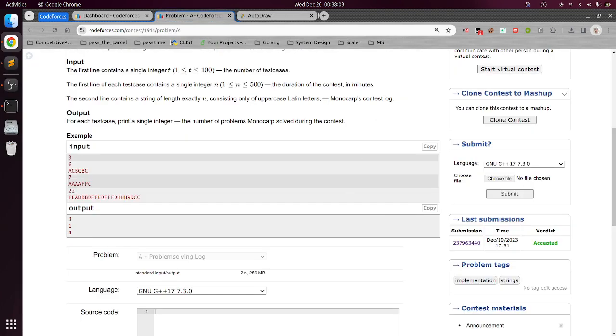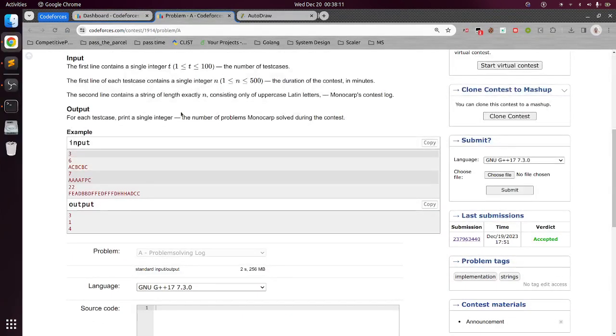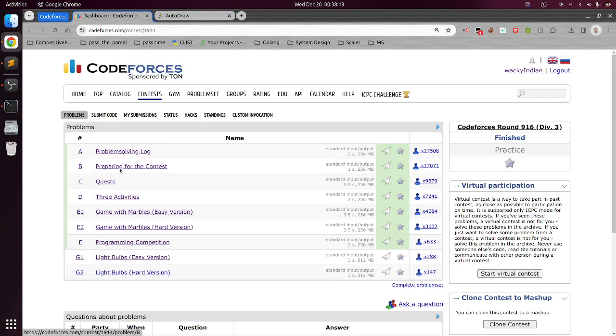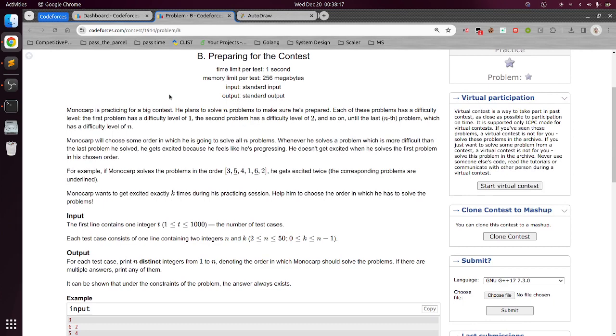Yeah, so I was able to solve this problem. It was a pretty easy problem, and the constraints actually don't do justice. You don't have to run an O(n^2) solution; an O(n) solution would be more than enough. Now you are preparing for a contest and you have n problems to solve, and to make sure he's prepared, the first problem has a difficulty of 1, the second problem has a difficulty of 2, and so on until the last problem.